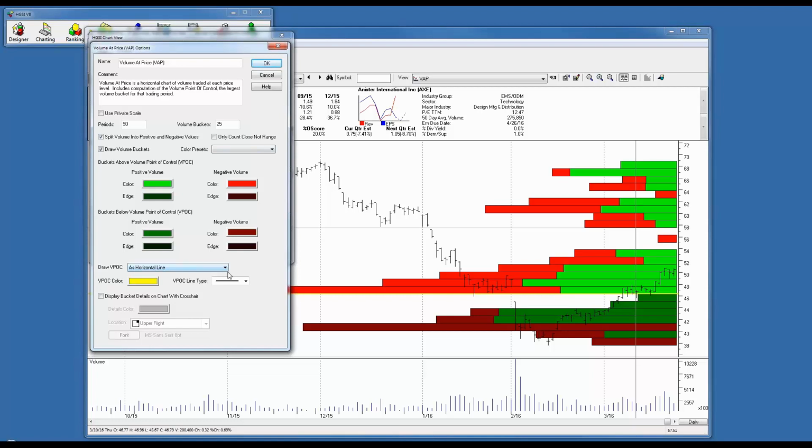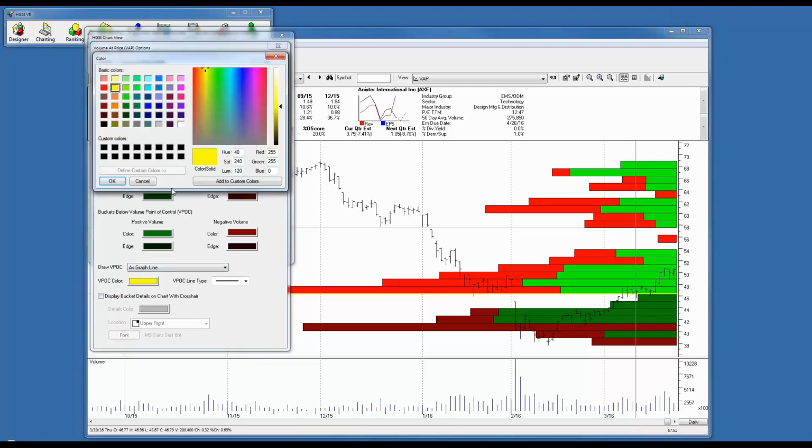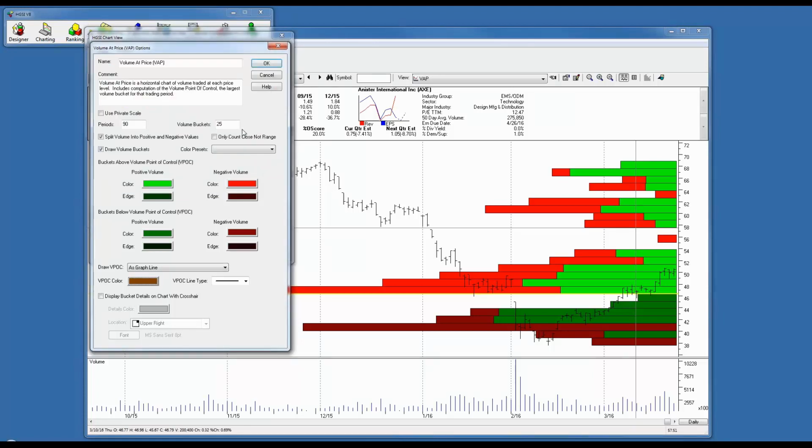The volume point of control is normally drawn as a horizontal line at the lower end of the largest bucket, the volume point of control bucket. You can turn that off. You can tell it to not draw. You can also draw the volume point of control as a graph line. And let me bring that up. I'm going to make this a little darker so you can see it better. Let's go with a brown.